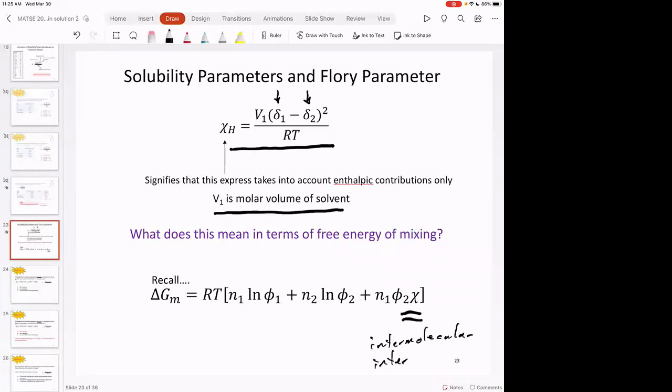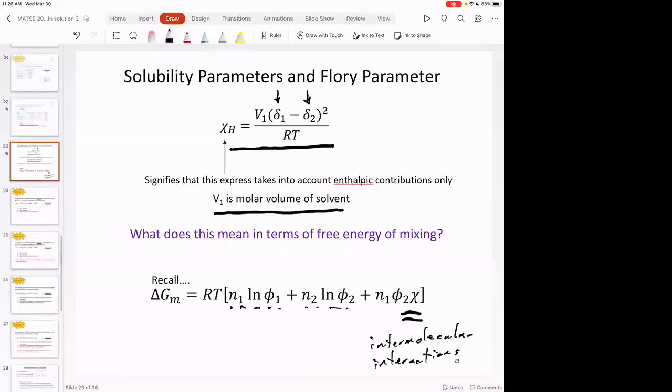So that's where we build in intermolecular interactions. Because there's no intermolecular interactions in this term and none in that term, right? Those are just the volume fraction of polymer and solvent. So this is important to remember because we use Flory-Huggins theory over and over and over to describe mixing of polymers. Any questions on that?